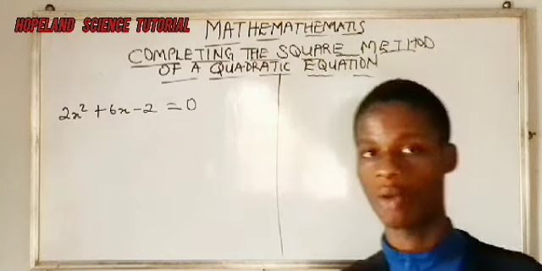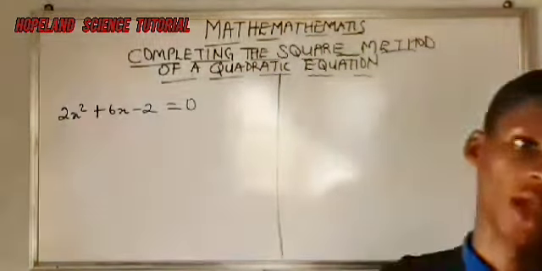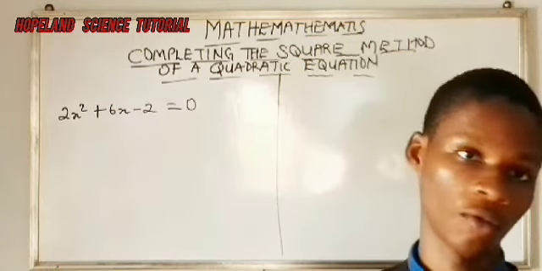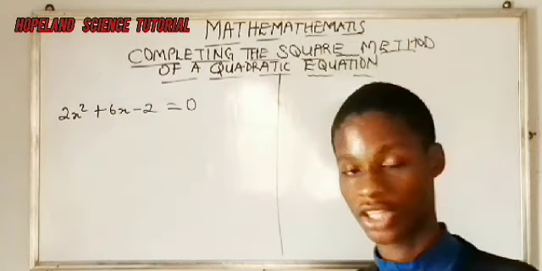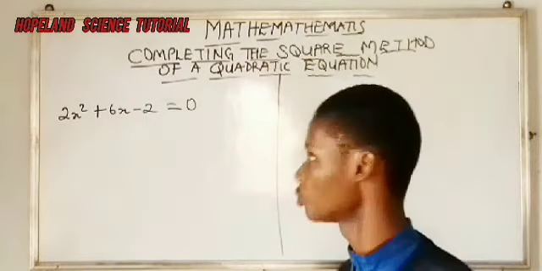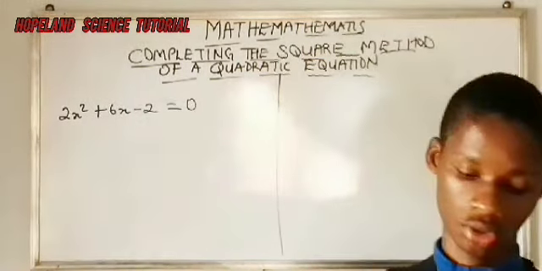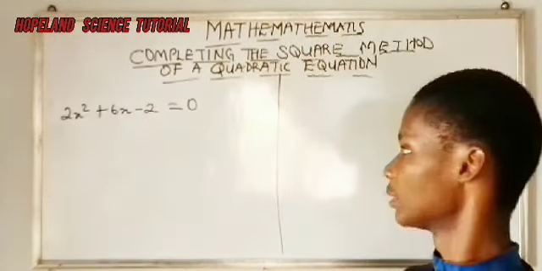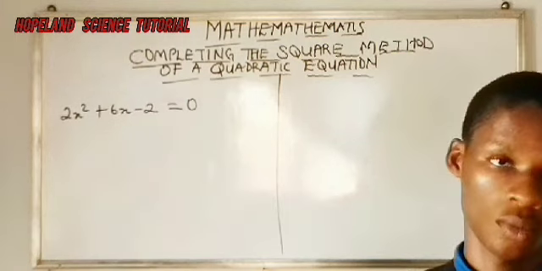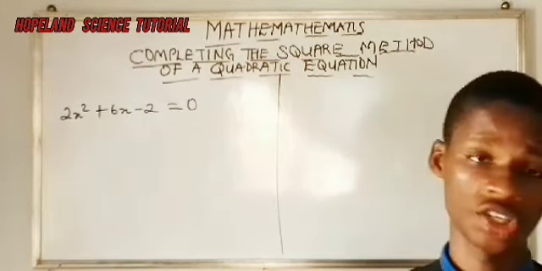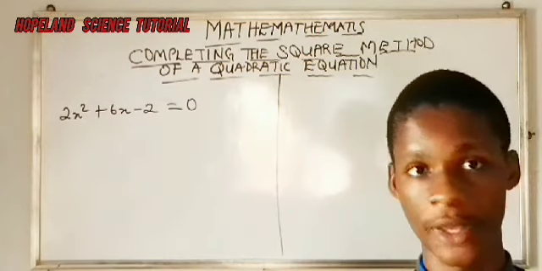Remember in our previous video when we did the factorization method, I told you that there are four methods of resolving a quadratic equation. The first one is the factorization method. The second one, which we are about to do now, is the completing the square method. The third one is the formula method. The fourth one is the graphical method. Those are the four methods you can use to resolve a quadratic equation altogether.